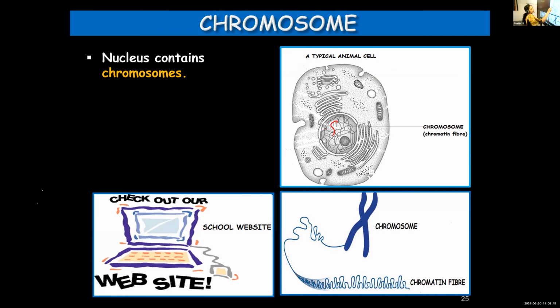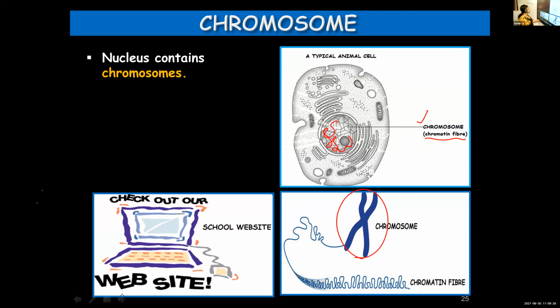So many thread-like structures you can find, and you call them chromatin fibers, which will later become chromosomes. When they are in the form of thread-like structures, you call them chromatin fibers. Later, when the cell is about to divide, they change into chromosomes. In the beginning, they'll be like a mass of threads, but later they will become short and thick and form what you call chromosomes. Chromatin fibers will change into chromosomes when the cell is about to divide.